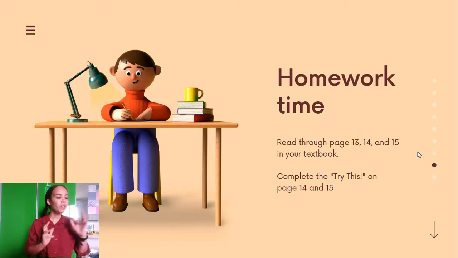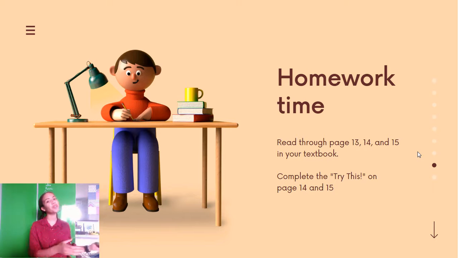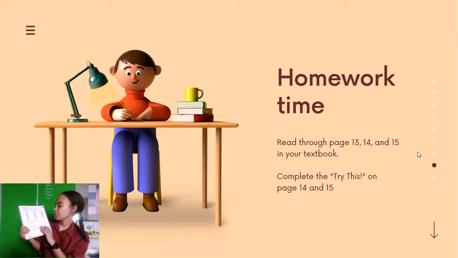Okay, so you are going to be using your workbooks and only your textbook. Sorry, you are only using your textbook for today, and I'll show you. It is on page 13. So what you need to do is read. For the first time I'm giving you homework, you need to read. Read all of this information.